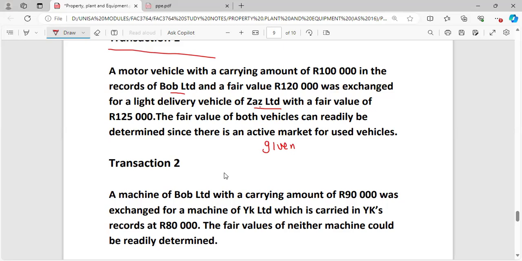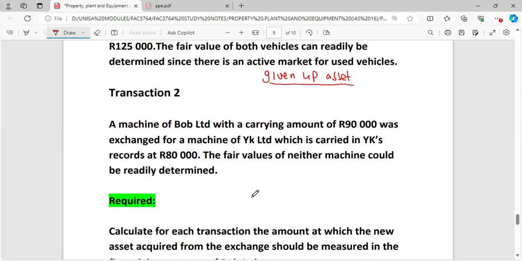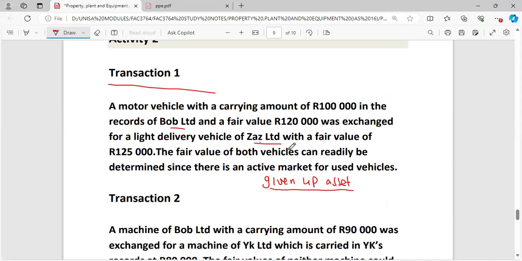So you need to look at who is giving, which books you are dealing with. Here we are dealing with Bob. So we need to look at the fair value of Bob's asset, because it's the one with the books we are dealing with. But if you were dealing with Z's Limited books, then we're going to look at the fair value of Z's Limited. So always look at which company you are doing the financial statements for. Then you look at the fair value of the given up asset by that particular company.